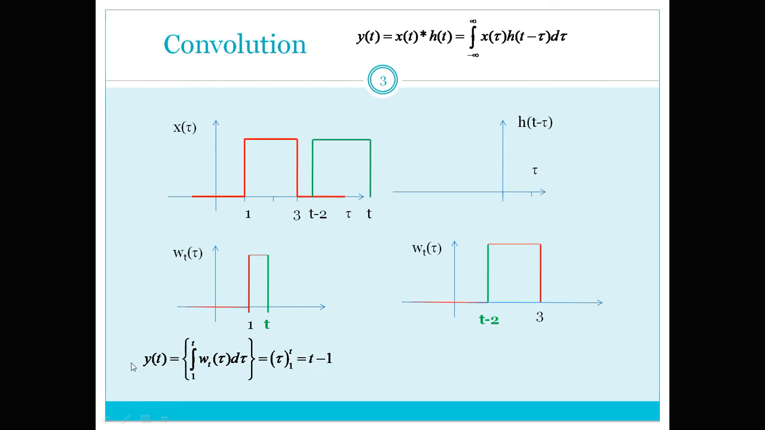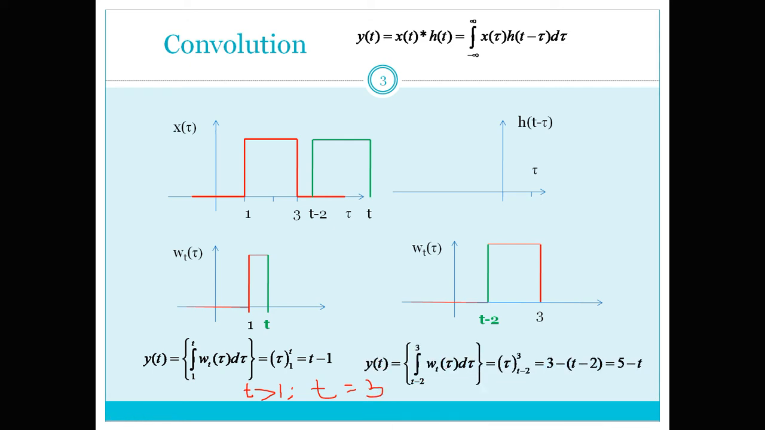Please kindly remember, let me write here, this thing is for t greater than 1 up to t equal to 3, or less than or equal to 3. You can draw it like this.